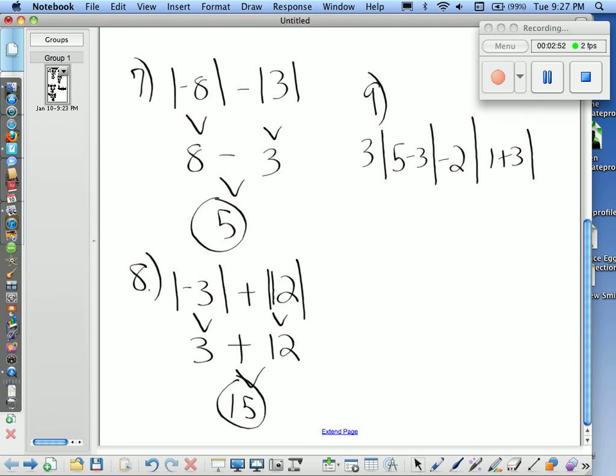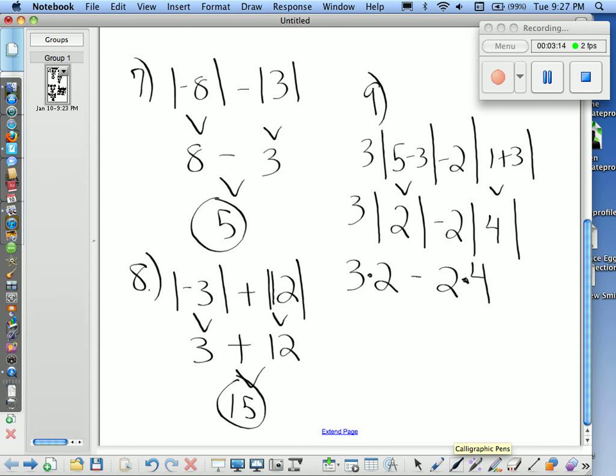So again, we still need to worry about what's inside those absolute values. Use what's inside the absolute values, and then you can take the absolute value of it. So then we have 3 times 2 minus 2 times 4. And now we need to use the order of operations, and then keep simplifying. So let's go ahead and stop the video to make sure everybody's understanding this and has it written down.